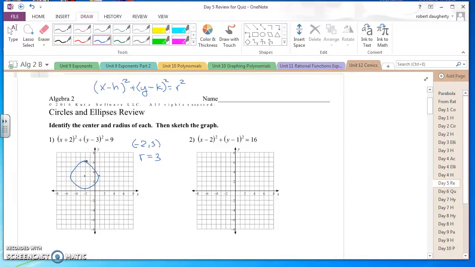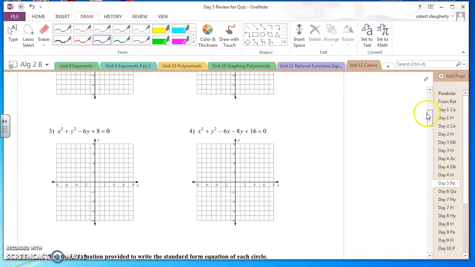Same thing over here. This center is at 2, 1, so 2, 1 is right here. So 2, 1 is the center. This one has a radius of 4. So 1, 2, 3, 4, and 4, and 4. If I draw the circle, something like that. Okay, pretty straightforward.